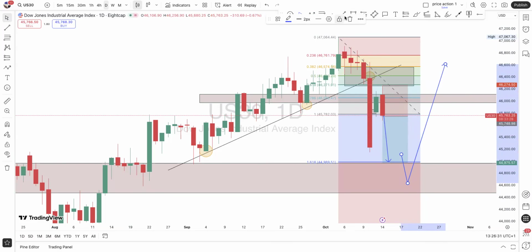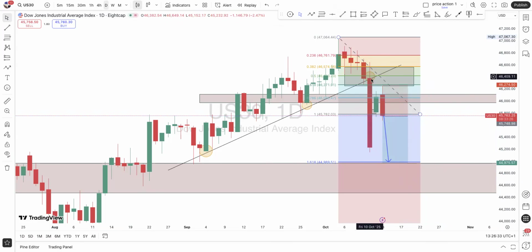Remember, on the higher time frame, I can't go back to the higher time frame and explain again. That's why most of the time I don't do analysis and start explaining. So I just have to do this.